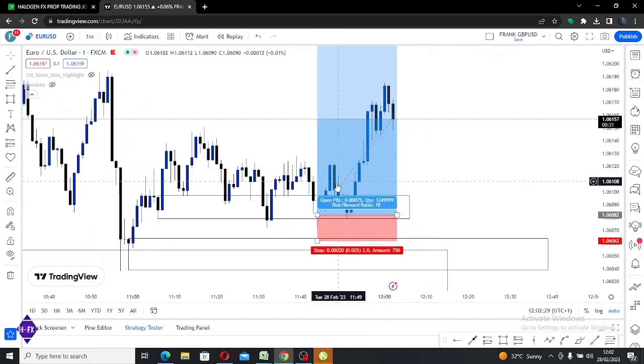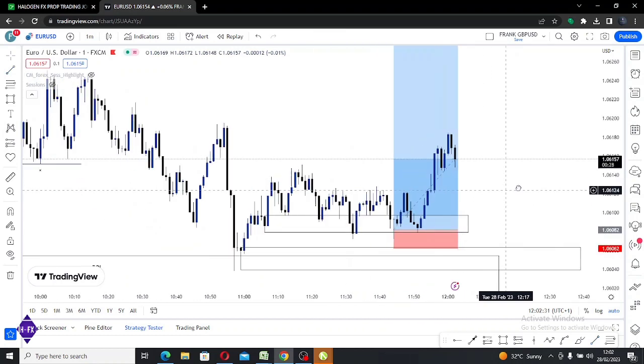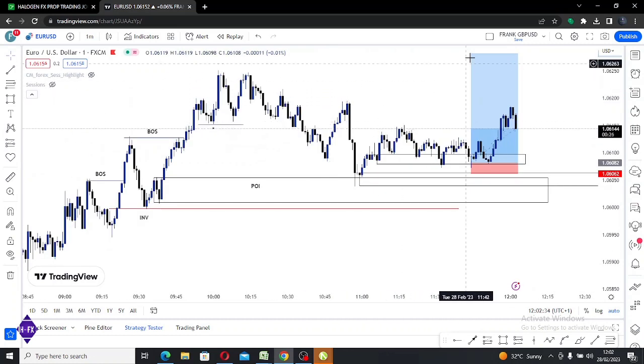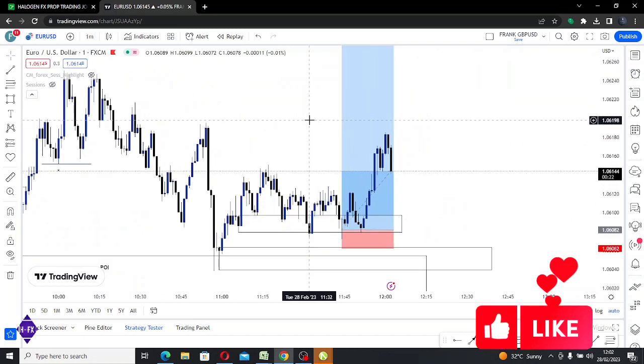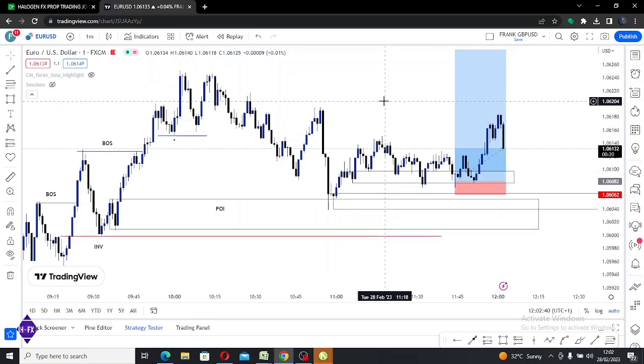So currently break even on this trade. If it hits break even, I'll let you guys know. If it hits TP, I'll let you guys know. So this is 1:10. That's what I'm going for. So guys, peace out.